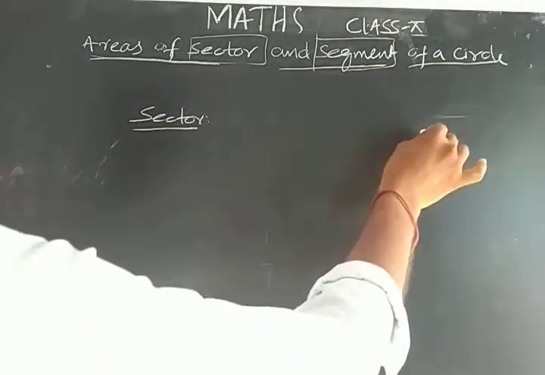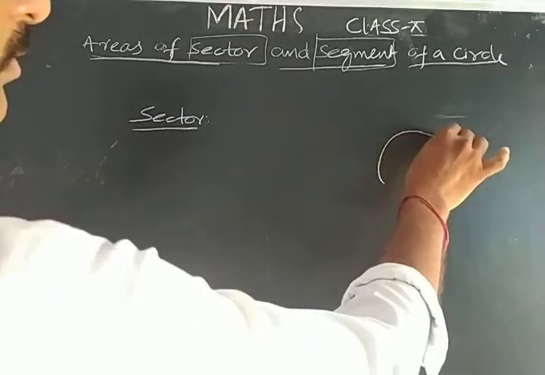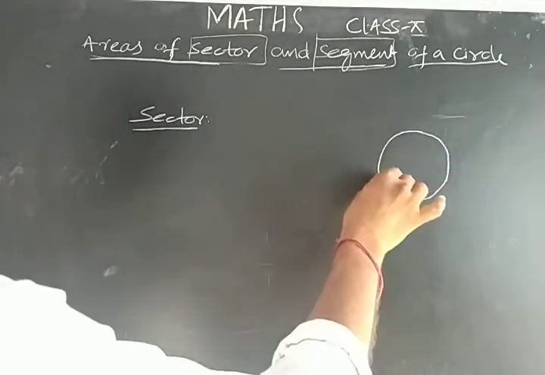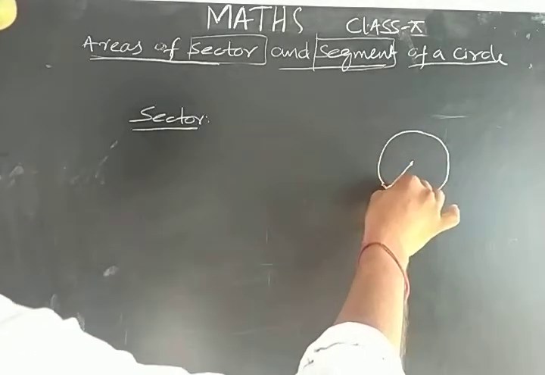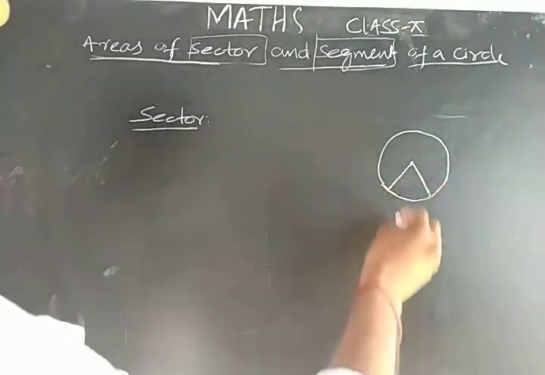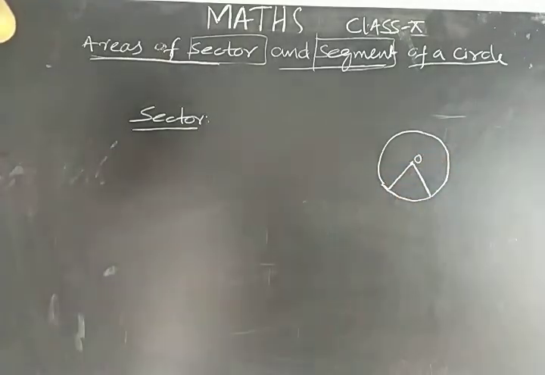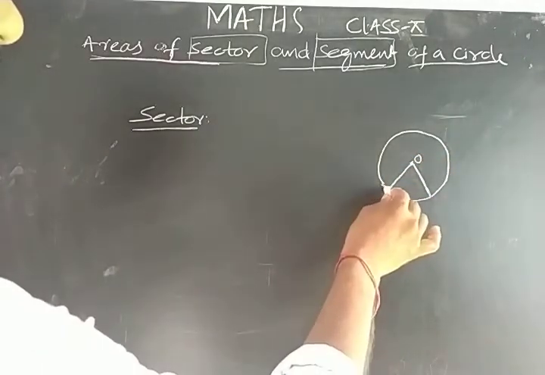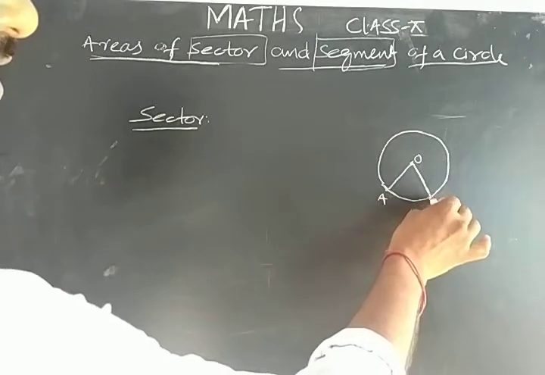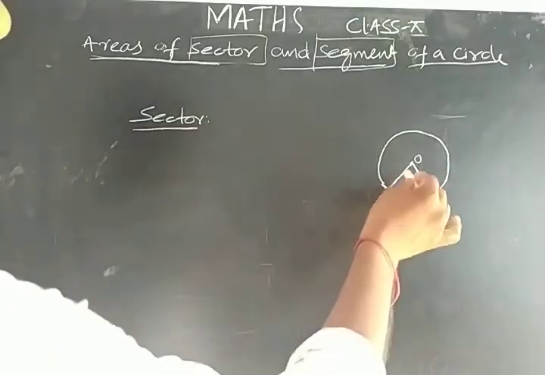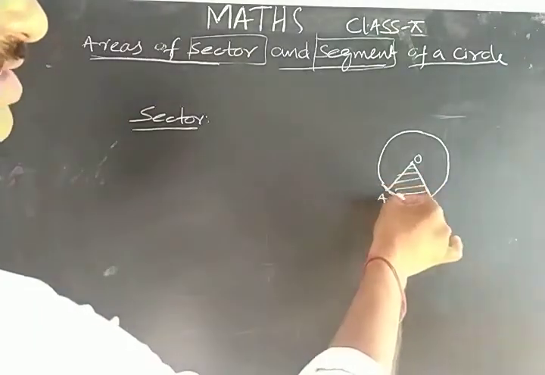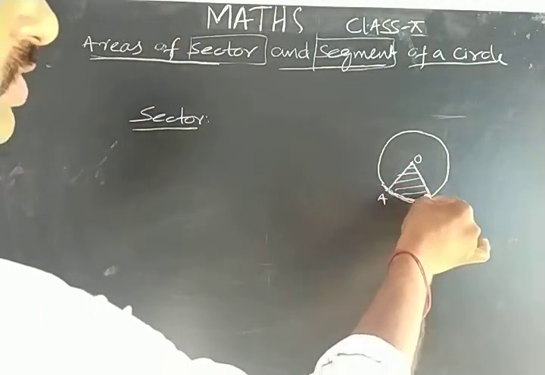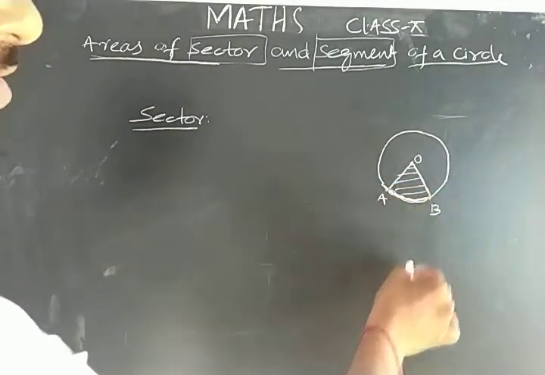What is sector? Suppose I am taking one circle. This is the center of the circle. I am drawing two radii. This is center of the circle O. This point I am taking as A and this point I am taking as B. See here we have some area in between these two lines and this curve. We know this curve is known as arc of the circle.